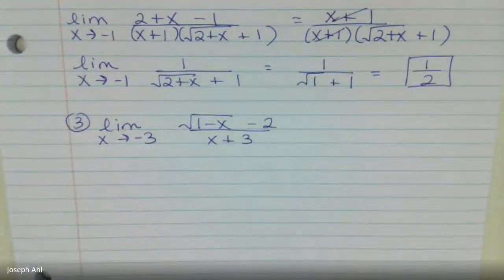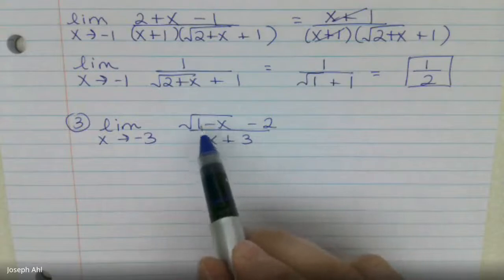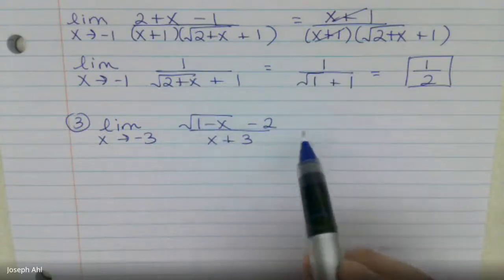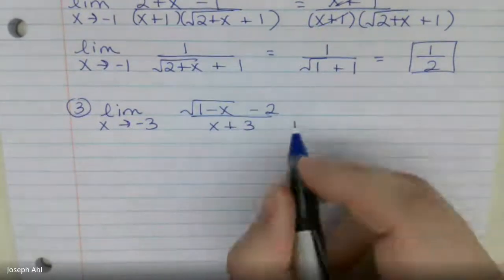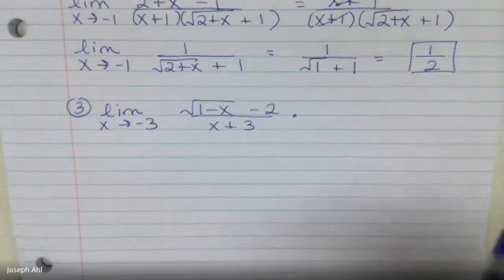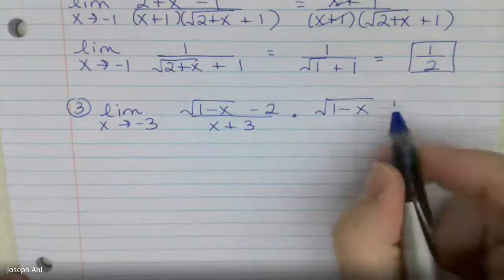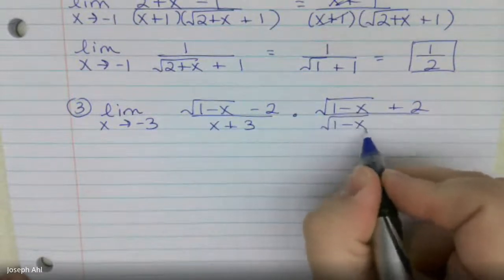Okay. There shouldn't be much of a surprise that I chose another example that's 0 over 0, but did you check it, right? Plug in -3 for x, 1 minus -3 is 4, square root of 4 is 2, minus 2 is 0. -3 plus 3 is 0, so yep, definitely that indeterminate form. Multiply by the conjugate of what's up top here, which is square root of 1 minus x with a plus 2. Do the same thing on the bottom.